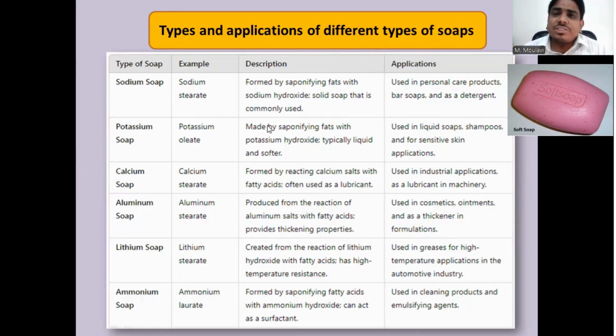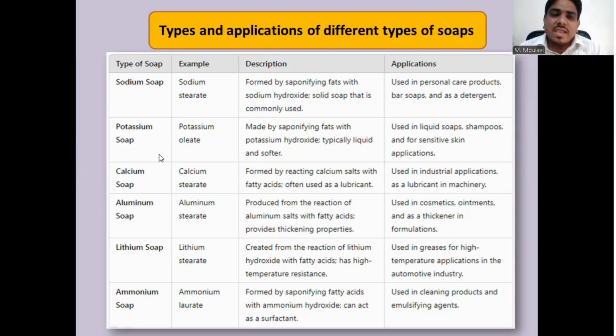Potassium soap. Potassium soaps are known as the soft soap, and these are available in the market in the paste. Potassium oleate is the chemical name for potassium soap. As the name suggests, the oleic acid and the potassium hydroxide are used for the formation of such soaps. These soaps are widely used for our personal care products.